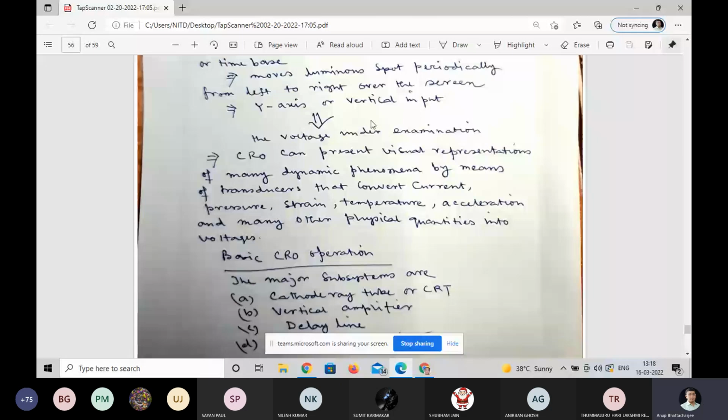Now, up to this, what are the things I have told you? Okay, let me first complete. In addition to voltages, the CRO can present a visual representation of many dynamic phenomena by means of transducers that convert current, pressure, strain, temperature, acceleration, and many other physical quantities into voltages.